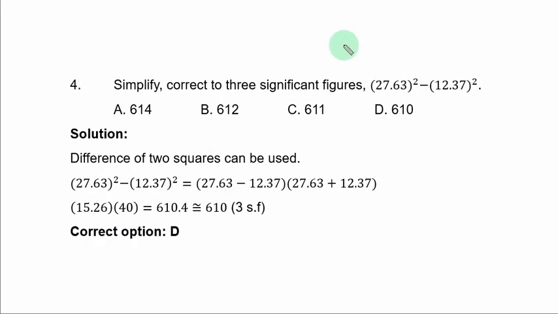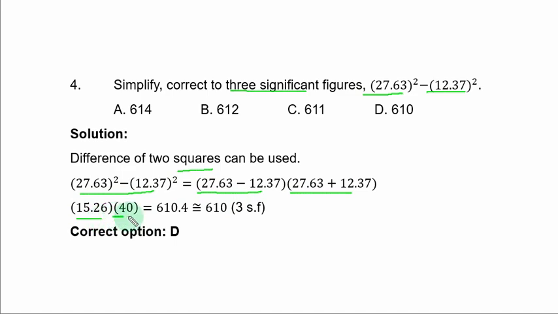Question 4. Simplify correct to 3SF 27.63 squared minus 12.37 squared. You can do this easily with your calculator, but assuming you don't have a calculator, you have to go by difference of two squares. So by difference of two squares, if you factorize, you have this and this. When you subtract, you have 15.26.